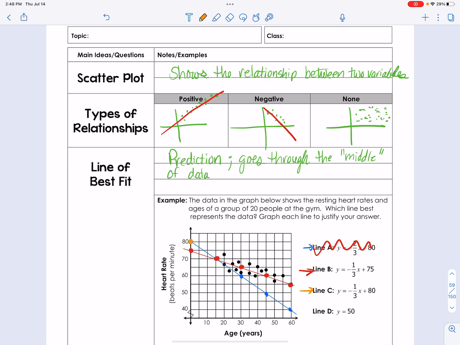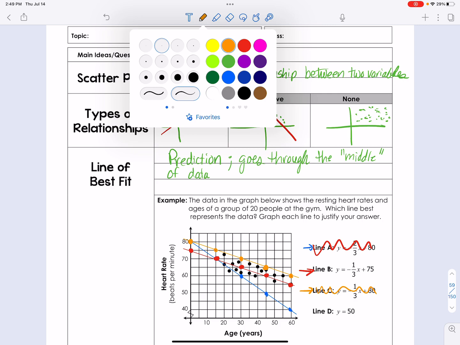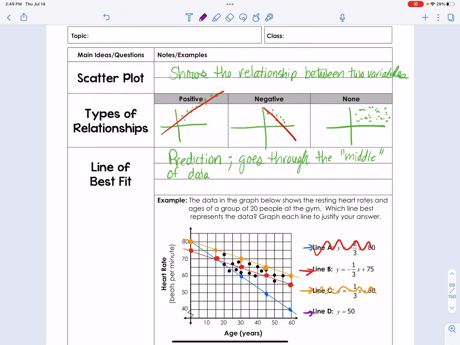Then if I do 80, down 1 over 3, down 1 over 3, down 1 over 3, down 1 over 3, to me it looks like that orange one is above the data. So I still think red is better. And then the last one is 50. Y equals 50, so the slope is 0. So it's just a line like this, which doesn't even go through the data at all. So it really has to be this red one. That has to be the best.